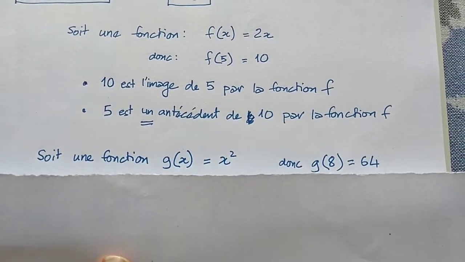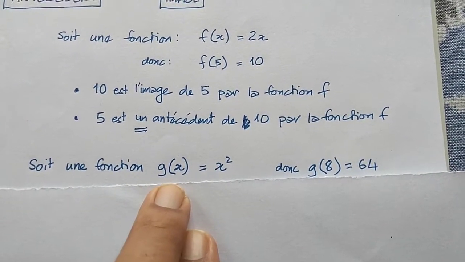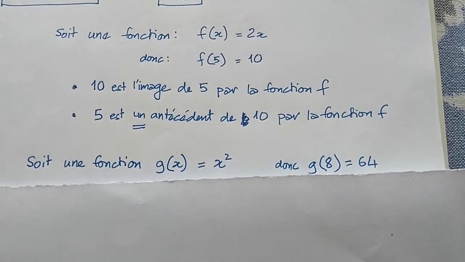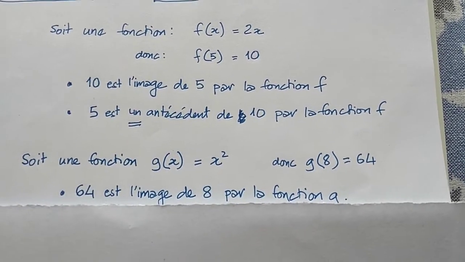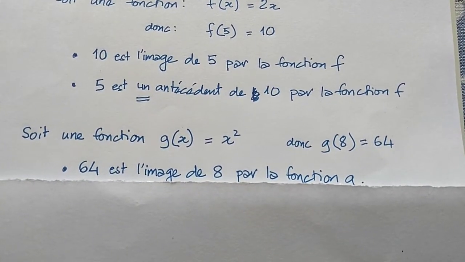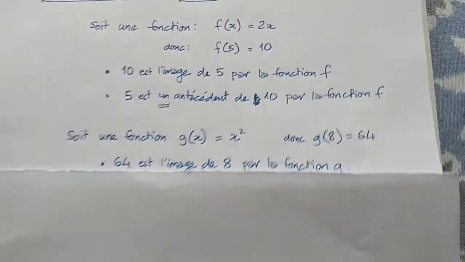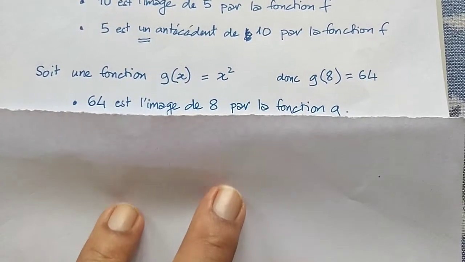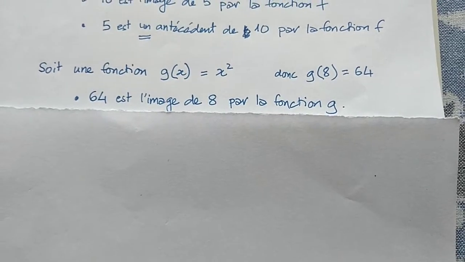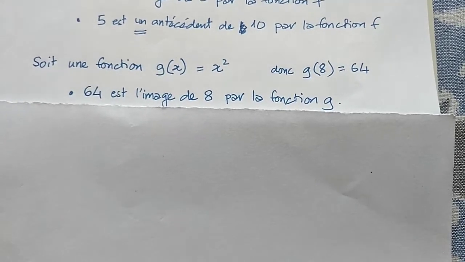So let's scroll down. Soit une fonction g de x, g is the name here, g de x est égal à x carré. Donc g de 8 est égal à 64. Donc on peut dire 64 est l'image de 8 par la fonction g. 64 est l'image de 8 par la fonction g. In English, if I try to translate this, it is 64 is the output for input 8 using function g.